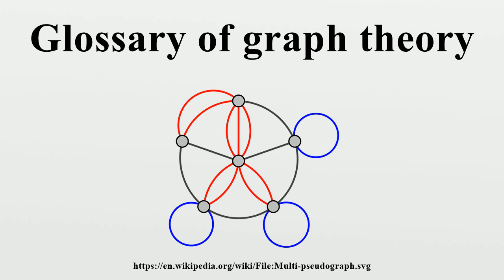Embedding. An embedding of H in G is an injection from H to G such that every edge in H corresponds to a path in G.